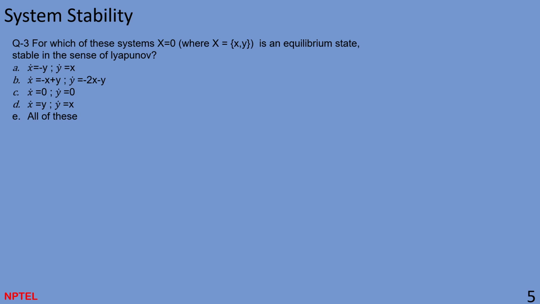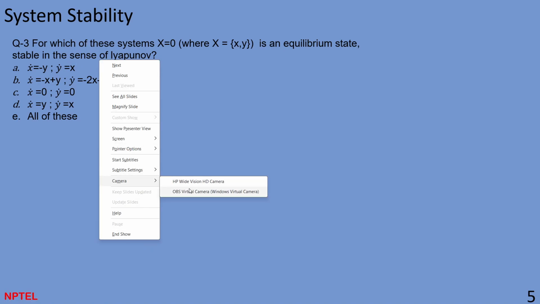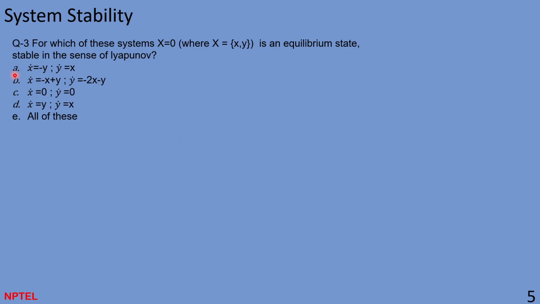This is again a question where we need to see equilibrium. Different equilibrium states have been given to you. For which of these systems, with x equal to zero, is the equilibrium state stable in the sense of Lyapunov? We need to tell which of them is stable. They have already written stable, which means it can be stable or asymptotically stable. It does not matter, it just needs to be stable. It can be any of them.